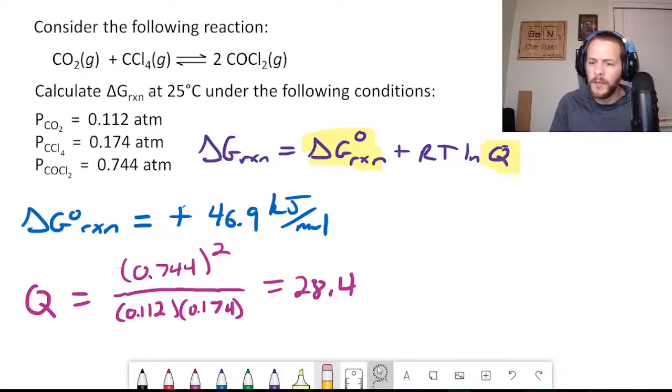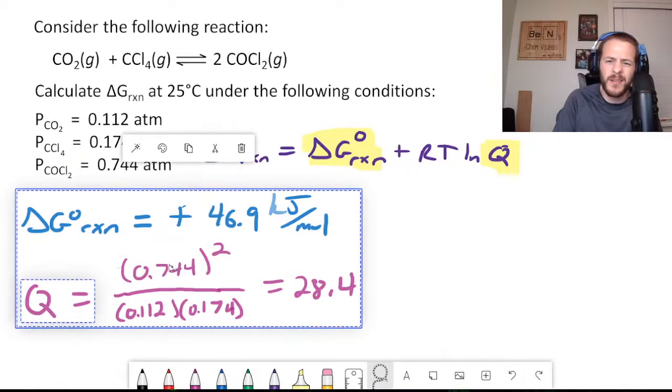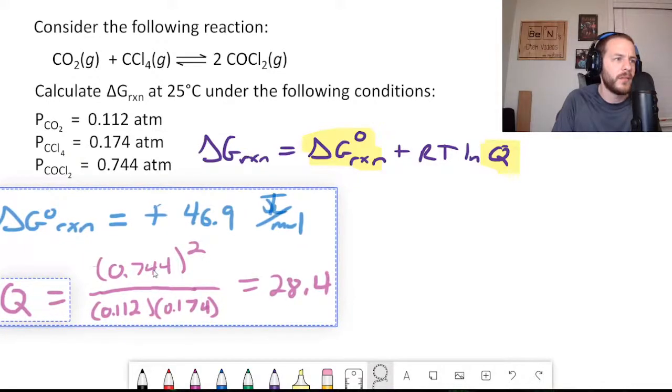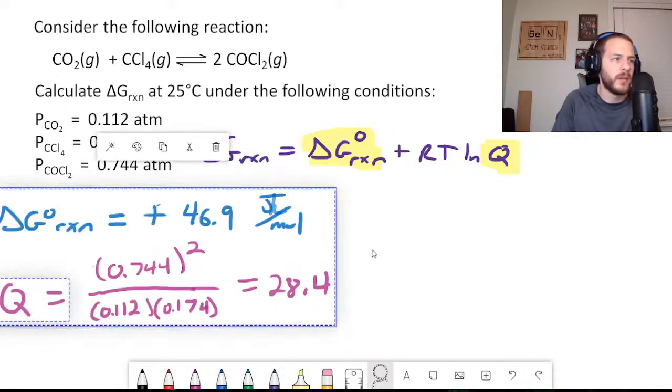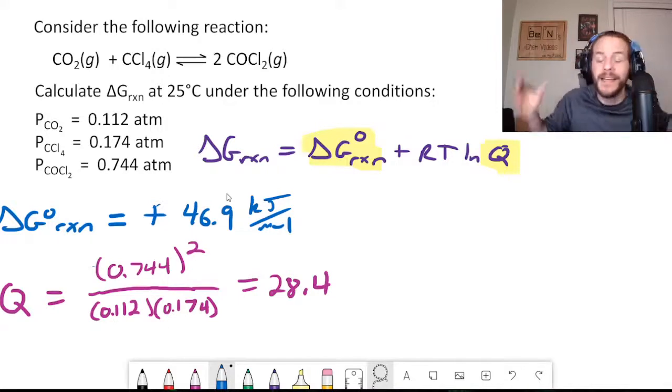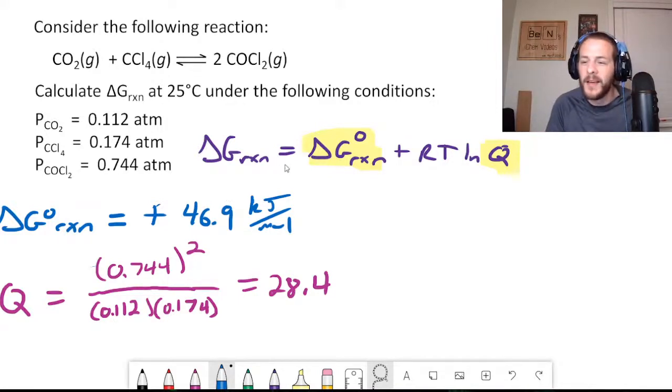So let's see, I'm just going to take this whole mess right here and move it as far to the left as I can. It looks okay. It looks like my little k for kilo didn't show up. Let me write that in again. So this is kilojoules per mole, right? Okay, so we're finally in a position where we can calculate delta G for this reaction, right?